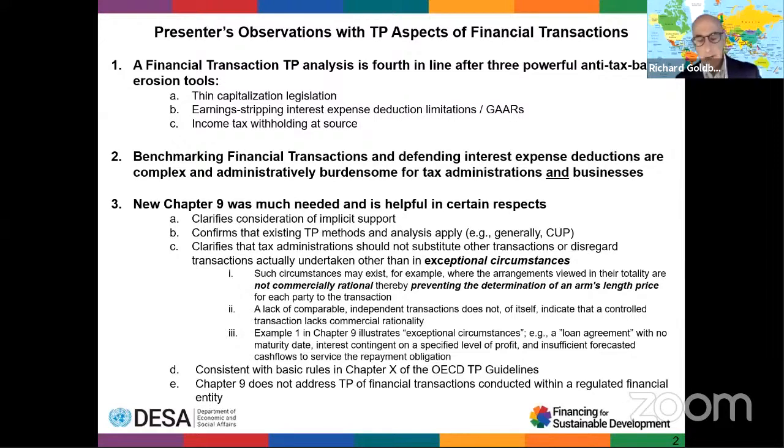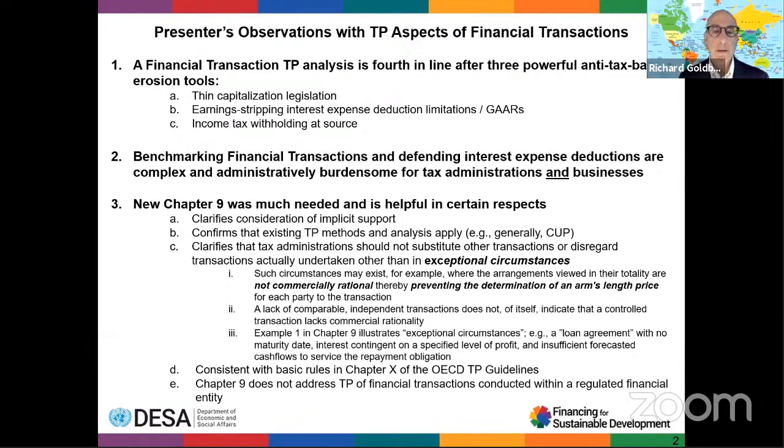Second, benchmarking financial transactions in defending interest expense deductions are complex, as we've heard, and all good points by the panelists earlier, and administratively burdensome for tax administrators and businesses. Tax administrations, particularly in developing countries, may be less likely to examine intercompany interest expense due to capacity constraints relative to resources and expertise. In that sense, the tax administration's examination of intercompany lending is elective, though in the event of examination, the tax administration will have the benefit of the taxpayer's transfer pricing documentation.